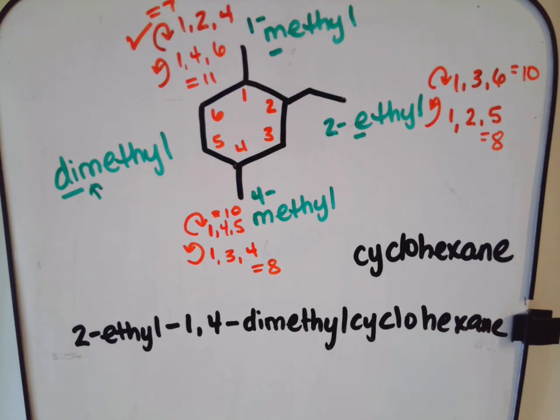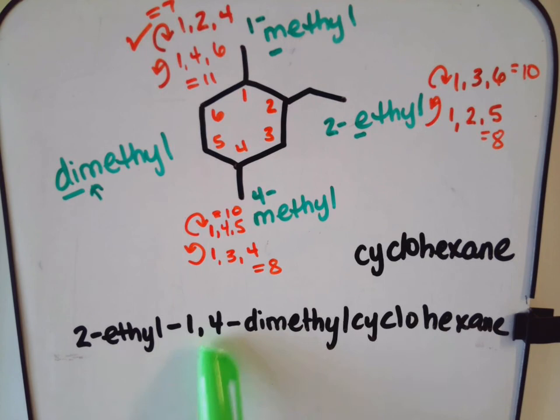Anytime you have to use that di or tri or however many of the same substituents are represented, you have to make sure that you have the same number of locator numbers to indicate where they're located. So I had dimethyl, which that di told me is 2. So I need 2 numbers to indicate where both of those methyl groups are located. So again, the name of this compound is 2-ethyl-1,4-dimethylcyclohexane.